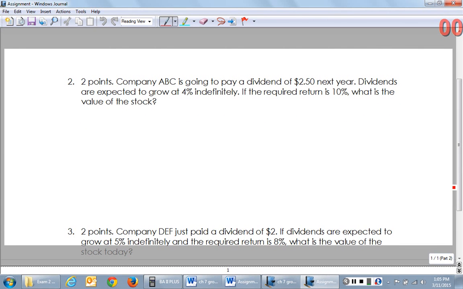Company ABC is going to pay a dividend of $2.50 next year. Dividends are expected to grow at 4% indefinitely. If the required return is 10%, what is the value of this stock? Because dividends are going to grow at a constant rate forever, we can use the constant growth rate formula. The price today is equal to the next dividend payable divided by the required return minus the growth rate.